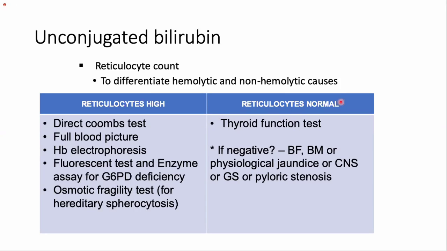And then for normal reticulocyte, we can do thyroid function test. As mentioned before, hypothyroidism is one of the non-hemolytic causes of unconjugated hyperbilirubinemia. If negative, we can proceed further with other investigations. We rule out Crigler-Najjar, rule out Gilbert's, rule out pyloric stenosis. For pyloric stenosis, actually, the investigation is ultrasound of the stomach. So the criteria is thickness of the pylorus is 4 millimeters or more, and the length of the pylorus is 16 millimeters or more. That is the criteria.